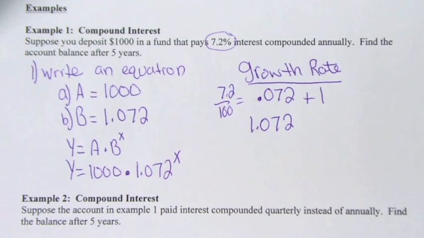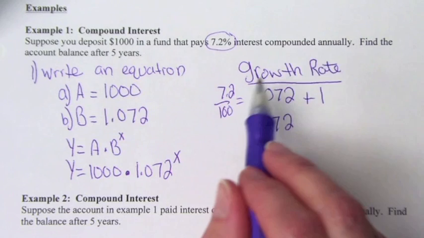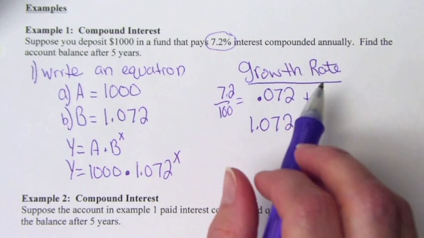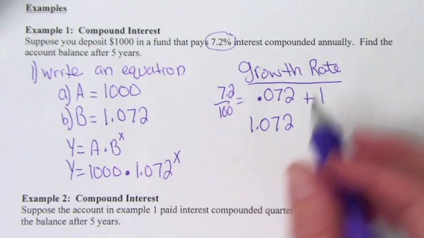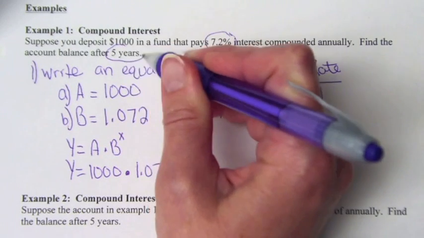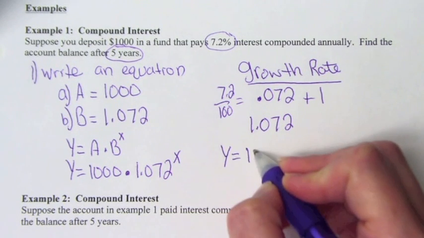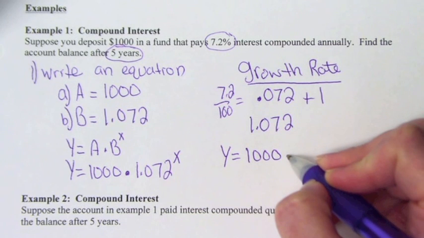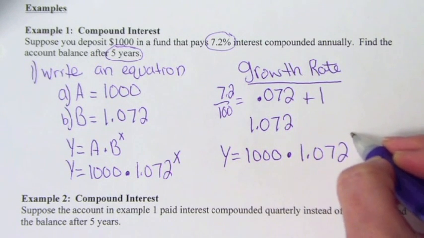Now, x is always going to represent some value of time. In this case, the time that has passed is 5 years. We can only use 5 if the words in the problem say compounded annually. This example does. The next example is compounded quarterly, and we'll talk about that in a minute. But for right now, annually, we plug 5 in for x because it's 5 years. So we have y equals 1,000 times 1.072 to the 5th power.